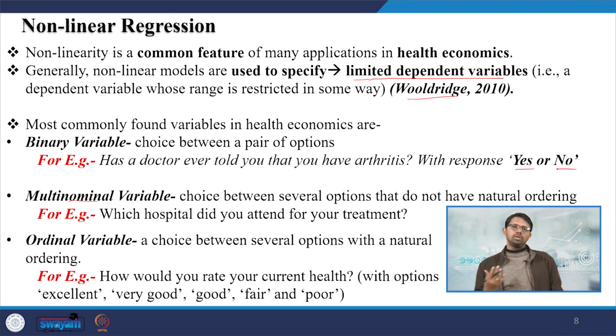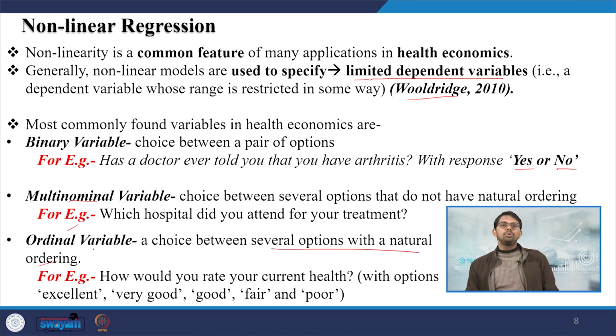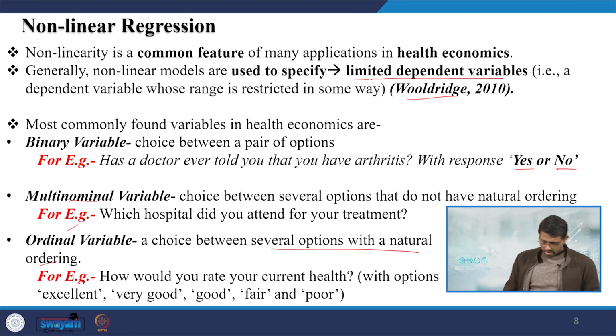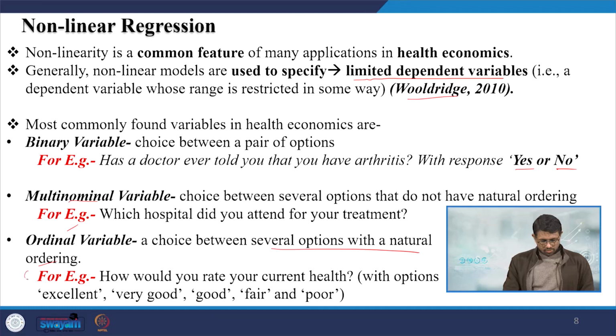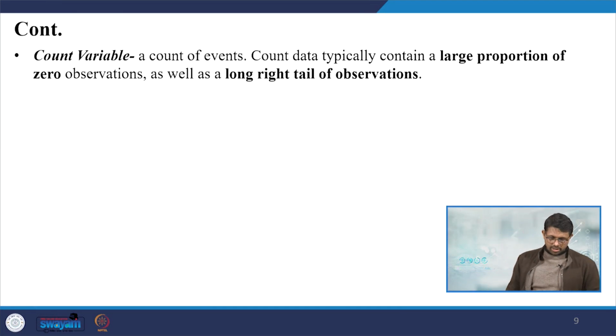Another possibility for multiple options is the ordinal variable. Ordinal, as the word indicates, means order. It follows an order, that means a choice between several options with a natural ordering. For example, how would you rate your current health? With options given to the patient, the response is excellent, very good, good, fair and poor. So, this has to be followed accordingly in the nonlinear regression model.